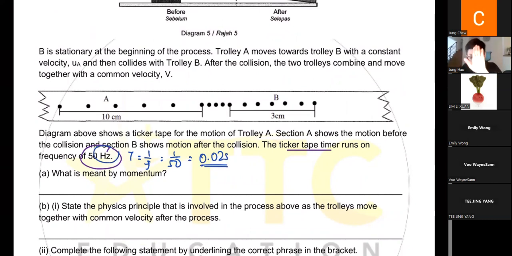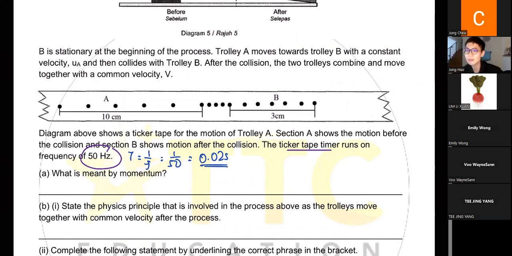Remember, guys, for ticker tape, they can actually trick you by giving you a different frequency. You understand what I mean? If they put 40 hertz, or if they put 60 hertz, the whole answer to the question will be very different already. Okay, no problem. But anyway, let's continue.